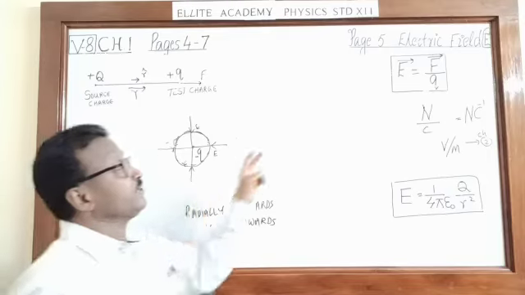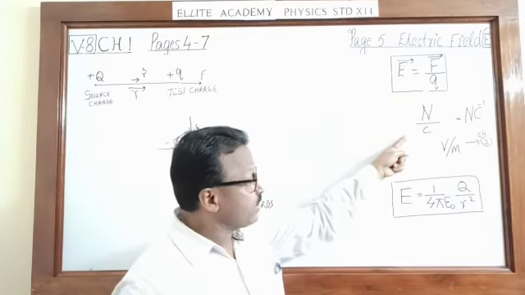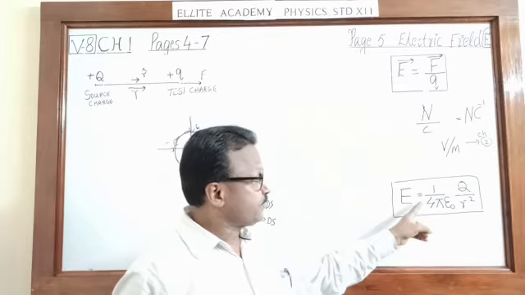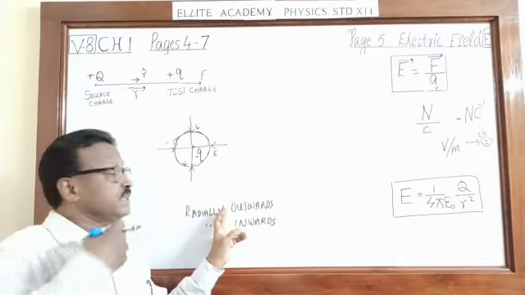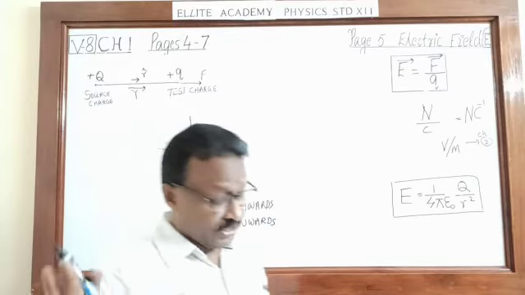So our point of discussion: what is meant by electric field? It is F upon q. Then what is the magnitude? The unit is Newton per Coulomb. Then what is the expression? 1 upon 4 pi epsilon 0, Q upon r square. What is the direction? It is radially outwards for a positive charge and radially inwards for a negative charge.